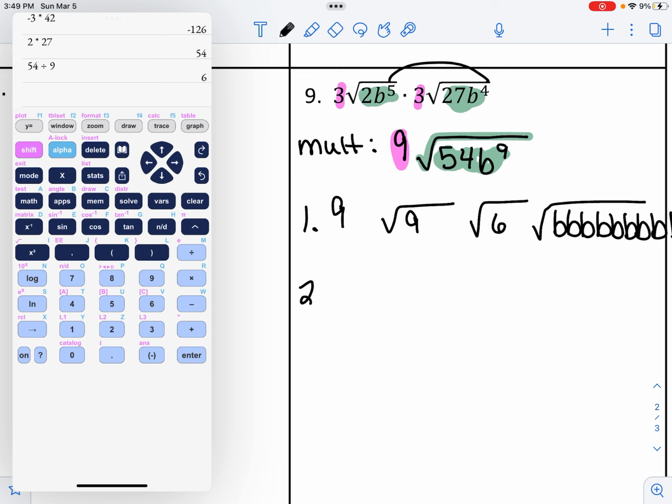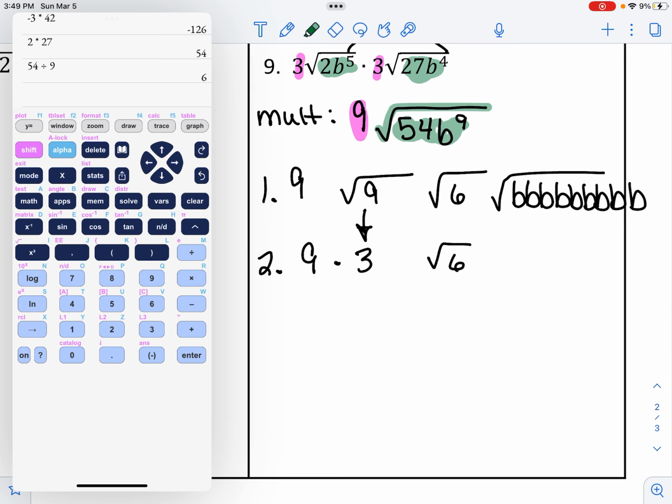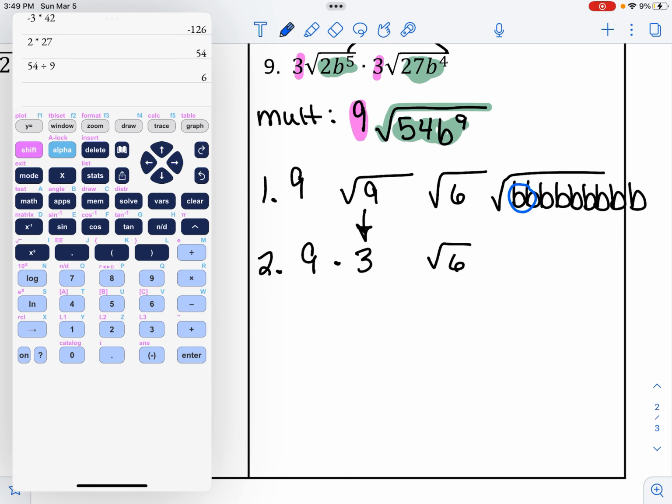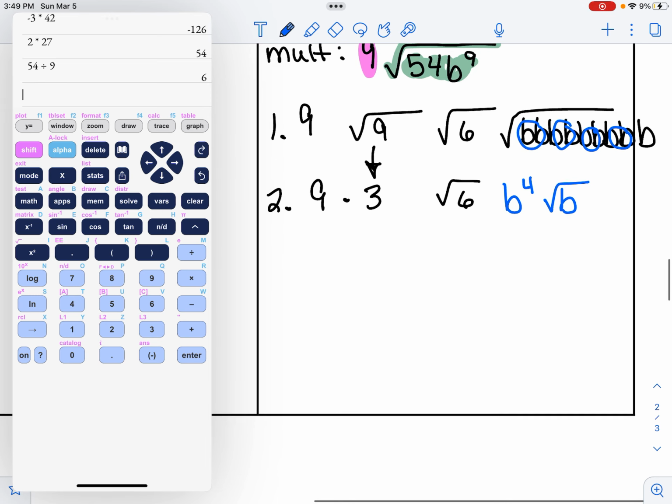And then number 2, we're going to bring down that first 9. This one's going to become a 3 because you have the square root around it. This 6 stays a 6. Now we have to talk about pairs for these b's, okay? I'm actually going to use a pen. 1, 2, 3, 4. So here they are. There's your 4 groups of b, and here's your 1 that didn't belong.